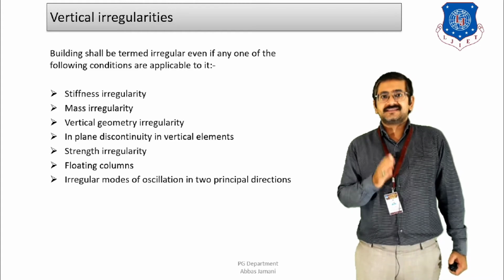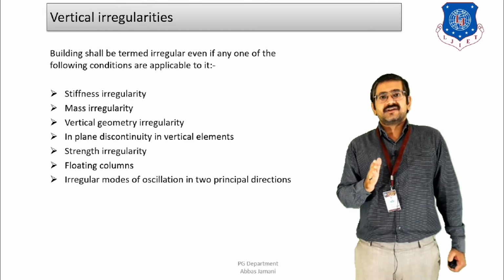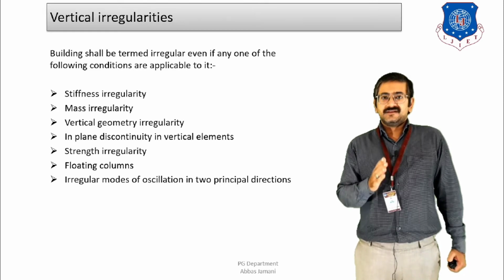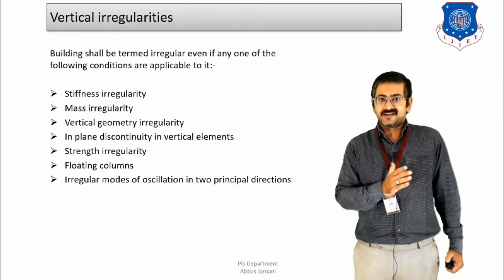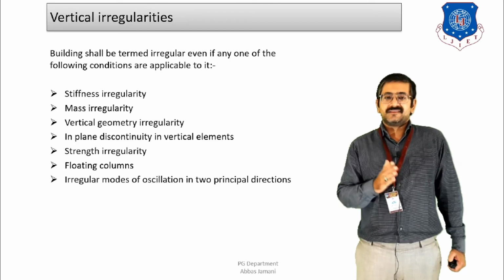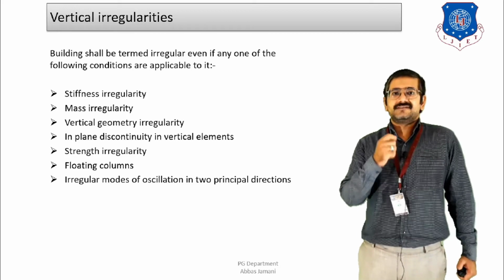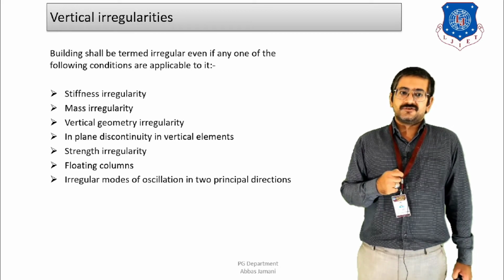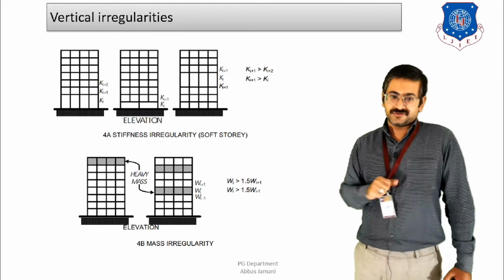Now, just like in the previous lecture, we are going to look at these irregularities one by one by means of sketches. At the same time, we will also look at the criteria based on which each can be defined as an irregularity, and the modifications that the code suggests for each type. So let us start with the first type, the stiffness irregularity, also known as the soft story.